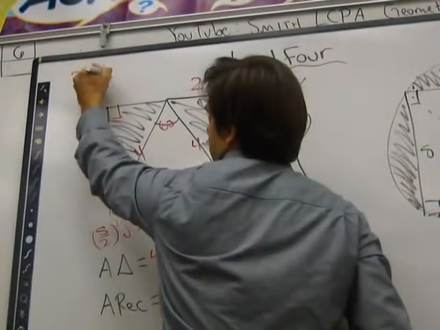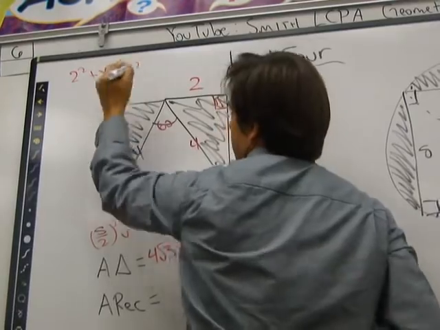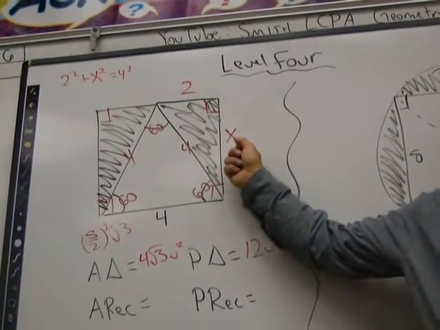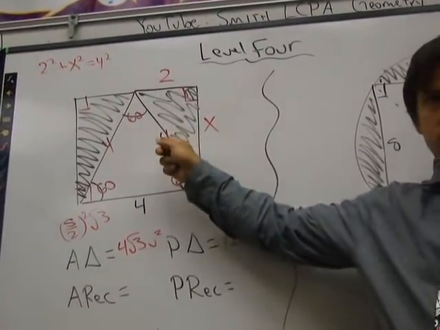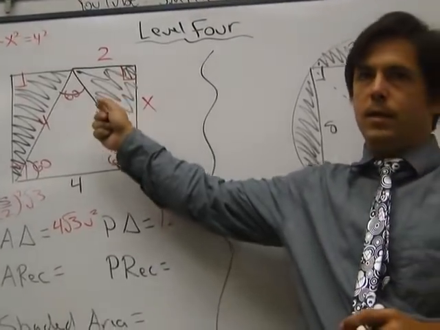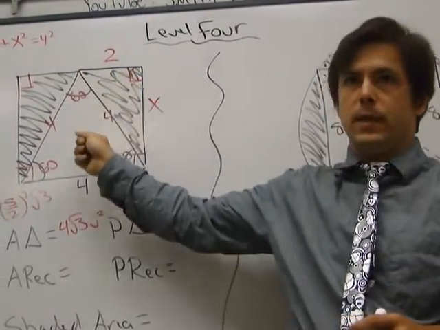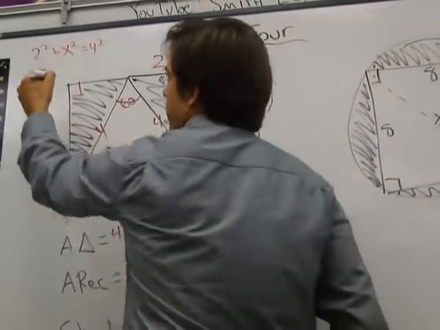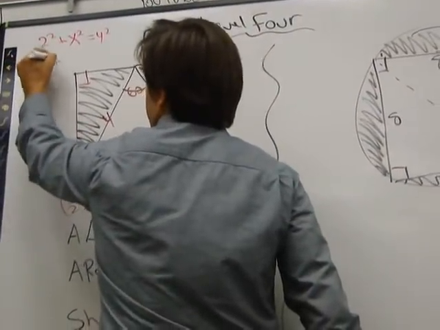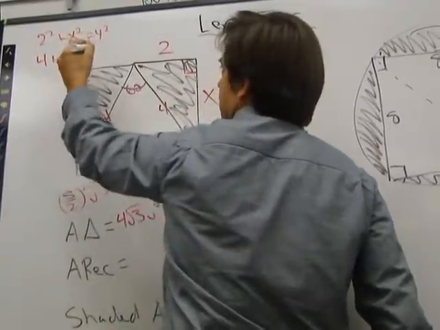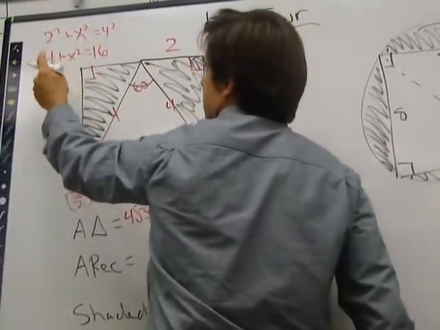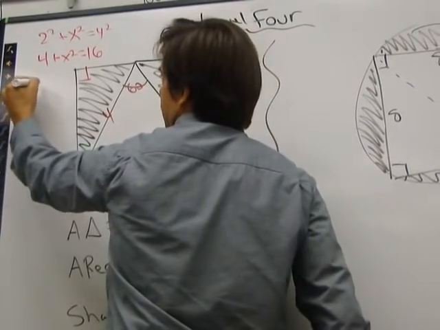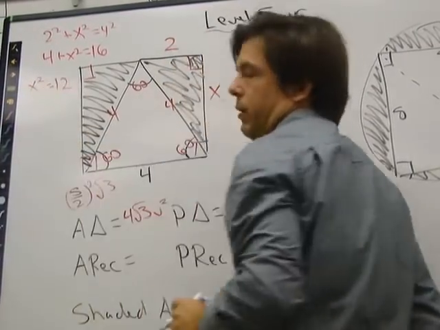Good. Wait, let's pause here. Why is this B? Because it's shorter than that, right? You know C because C is across from the 90. Okay, good. So what's 2 squared, everybody? 4 plus x squared equals what's 4 squared? 16. So then x squared equals 12.